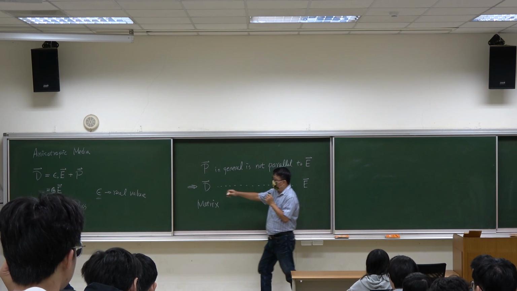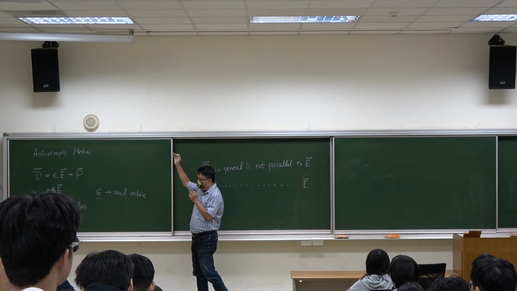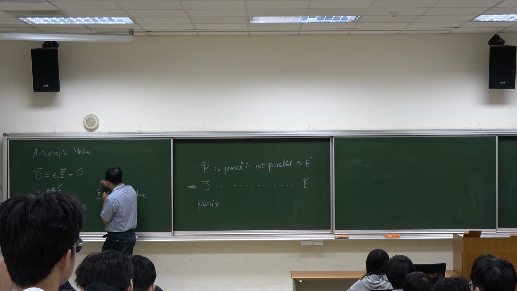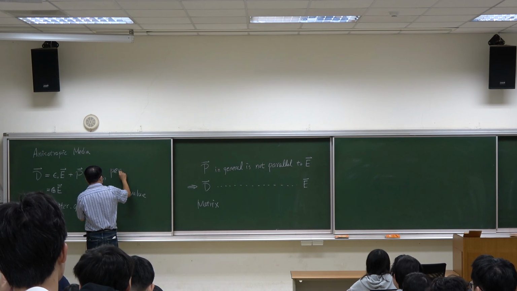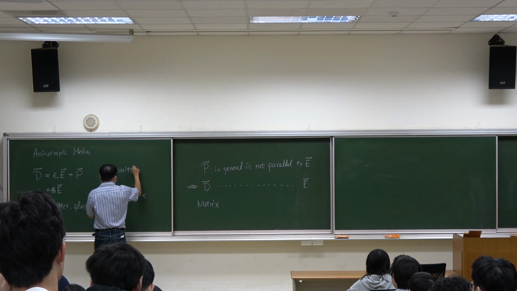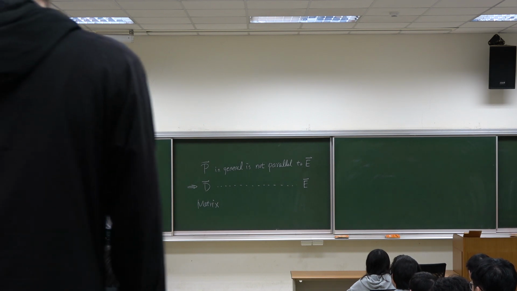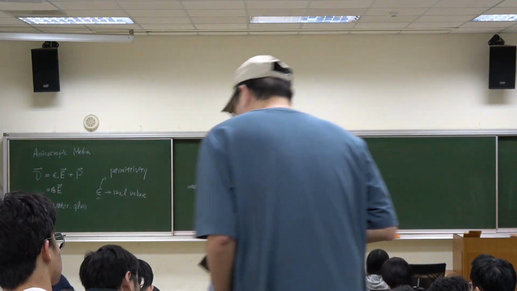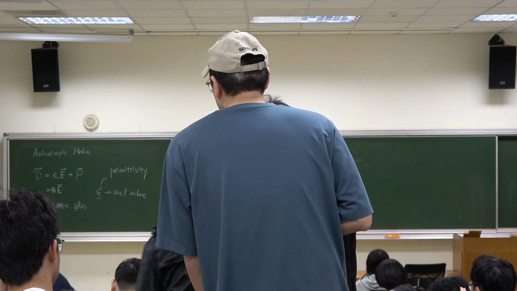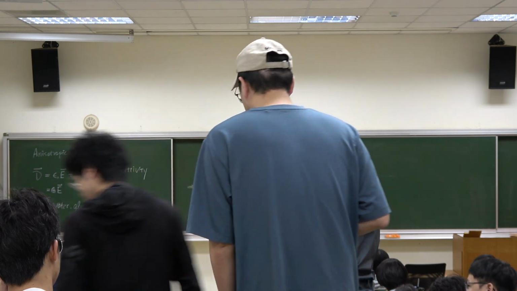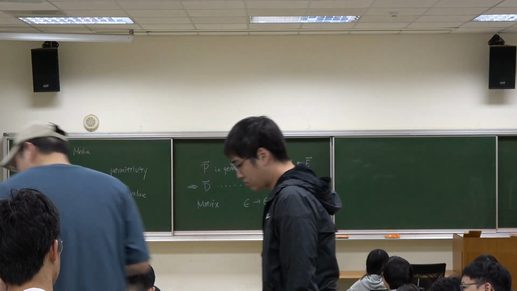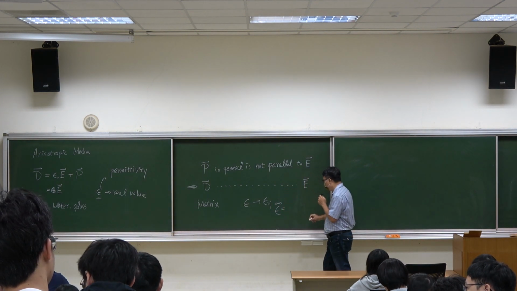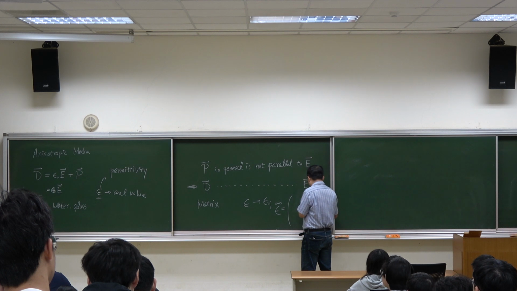Okay. For our purpose to describe crystal, this property is called permittivity. The epsilon becomes epsilon matrix. The epsilon matrix, I can write it as this form.